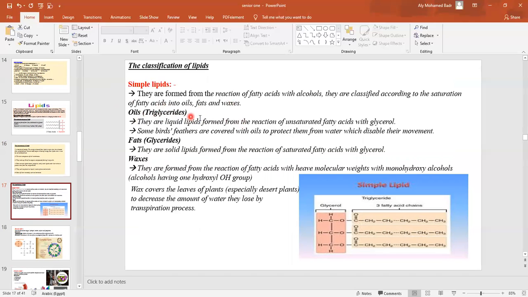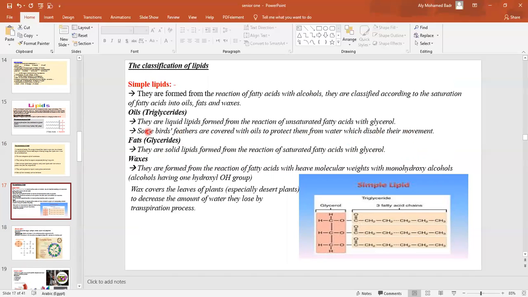Oils, which are the triglycerides, are liquid lipids formed from the reaction of unsaturated fatty acids with glycerin. Some birds' feathers are covered with oils to protect them from water, which would disable their movement and flying. When you ask why the birds do not fall when the rain falls on their feathers, the oily particles above their feathers slip the water molecules away from them.